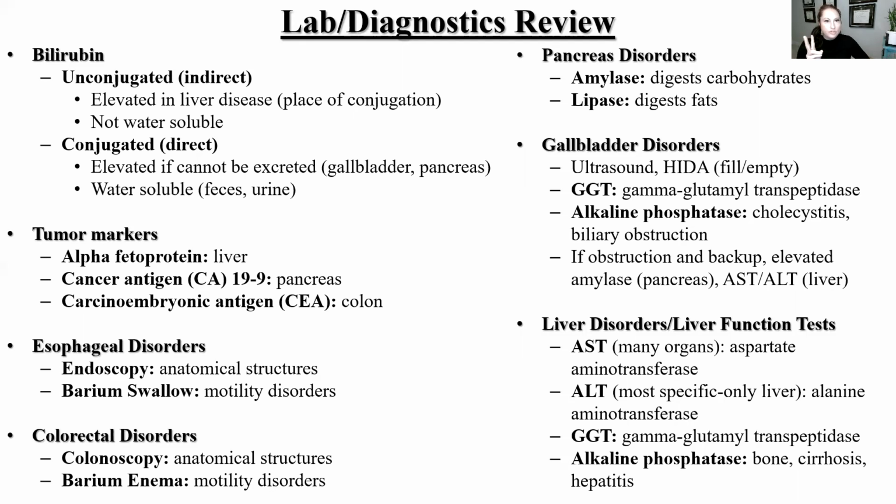Pancreatic disorders will have two labs that will be abnormal. One is amylase. Remember that this is produced to help us digest carbohydrates. And then lipase, which is produced to help us digest fats.